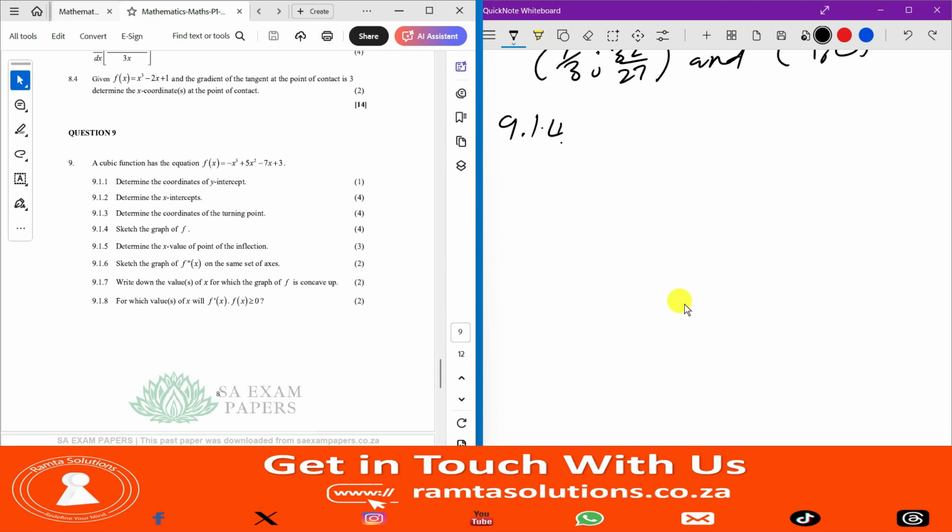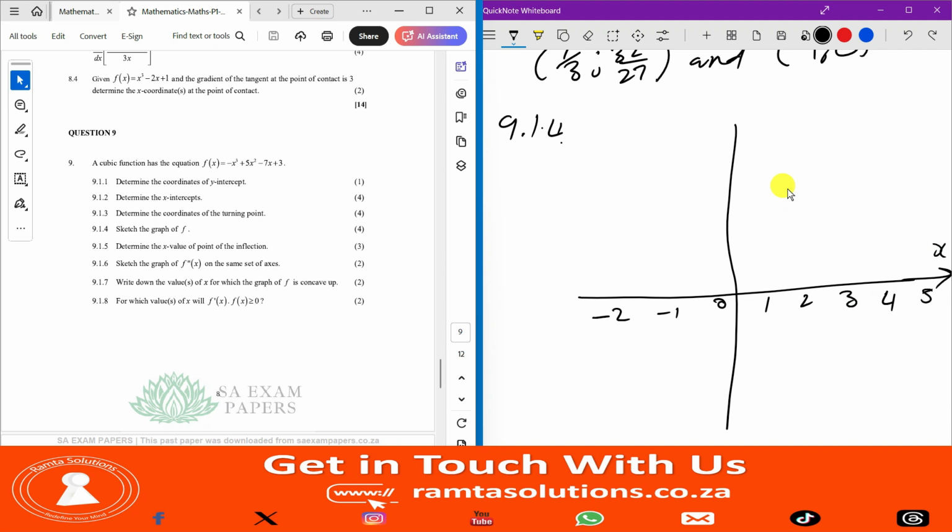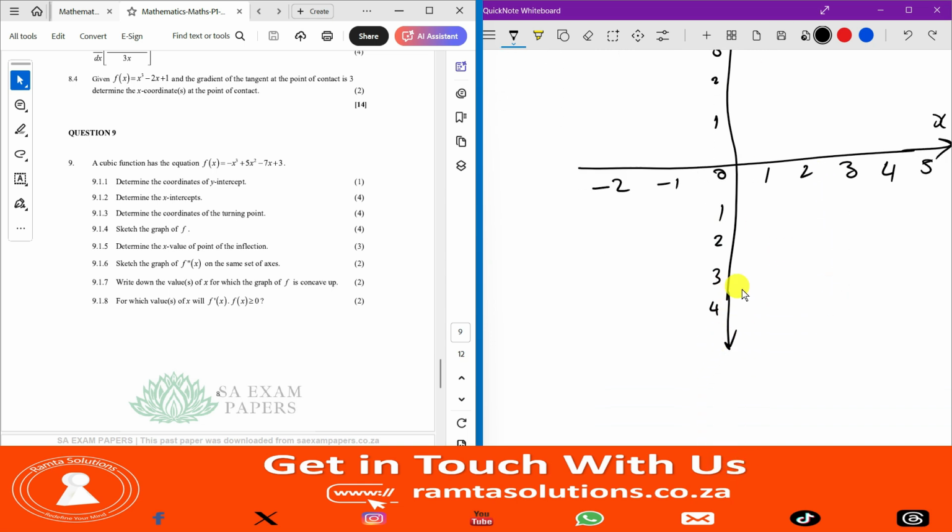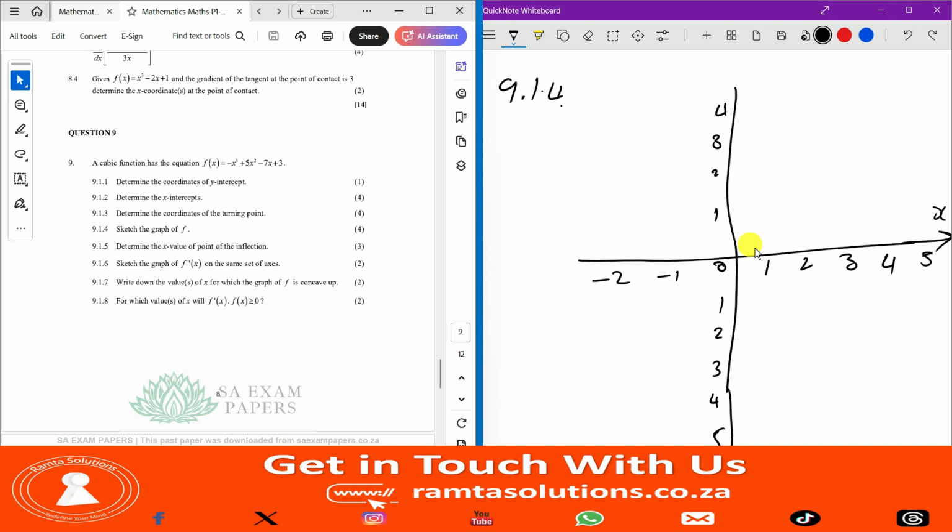Okay. Me sketching it. Let me see what I should do now. I will try minus 2 would do. Let me take it a bit down. -2, -1, 0, 1, 2, 3, 4, 5. This is the value of x. And then 1, 2, 3, 4. And then this is 1, 2, 3, 4, 5.